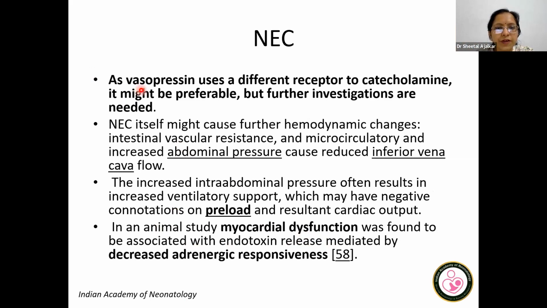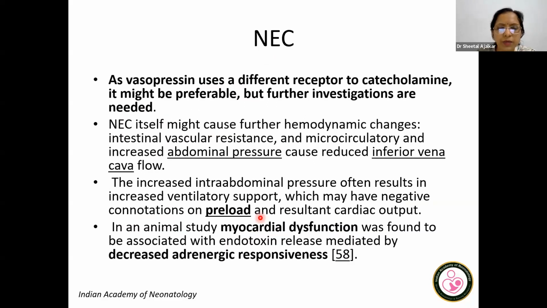For NEC, vasopressin uses a different receptor to catecholamine, and it might be preferable. So in NEC, there is evidence that instead of other catecholamines, vasopressin can be beneficial. And also, as in an adult study, norepinephrine can cause more damage to the enterocytes. So in case of NEC, we have to take care of the preload and myocardial dysfunction. For the preload, we may need to give fluid expansion.